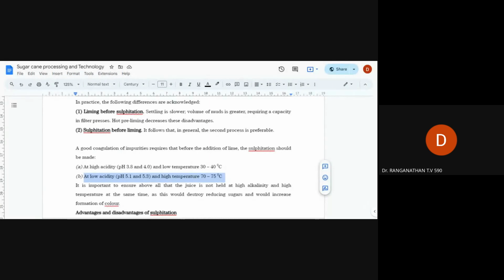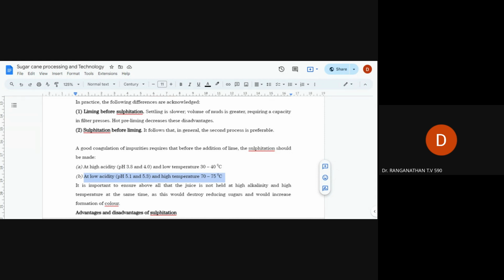To avoid that, it's better to decrease the pH first and then suitably adjust it, and later go for liming, because by adding lime you are not increasing the pH to above 8. You are maintaining it, or reaching only 6. Is it clear? Hello?